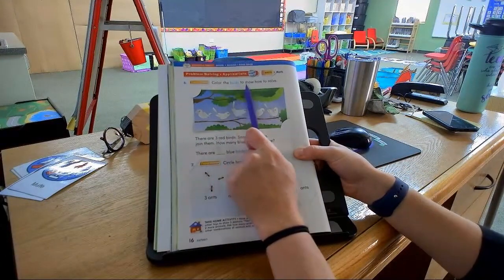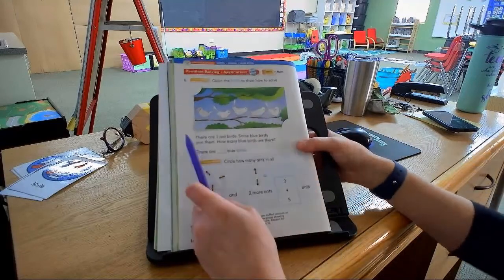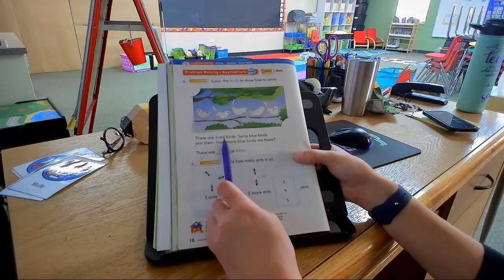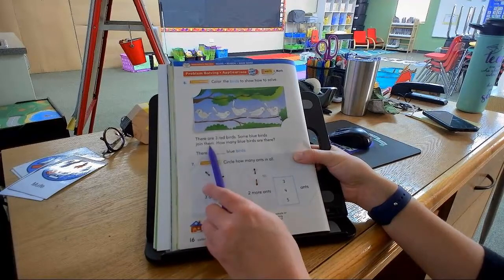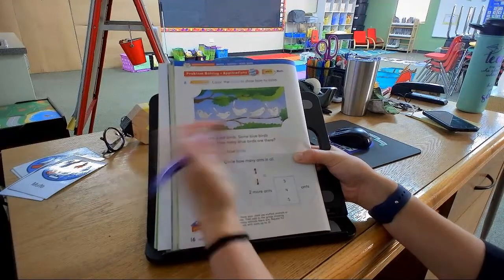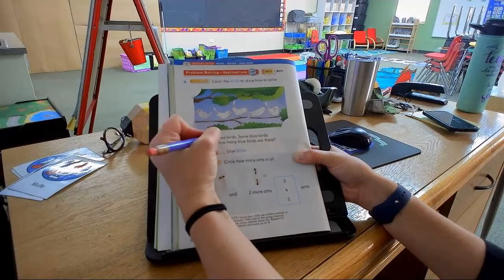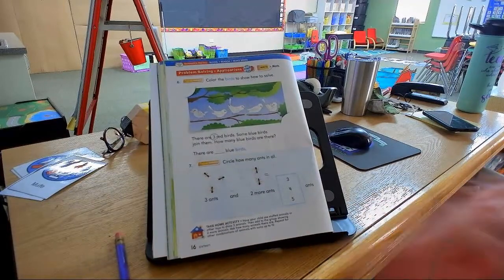Color the birds to show how to solve. There are 3 red birds. Some blue birds join them. How many blue birds are there? So we know that 3 of the birds are red. So we're going to color 3 red.